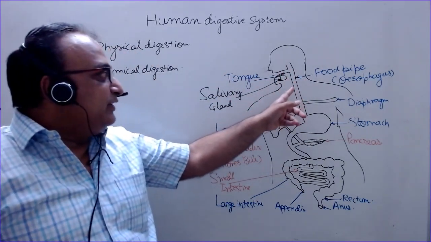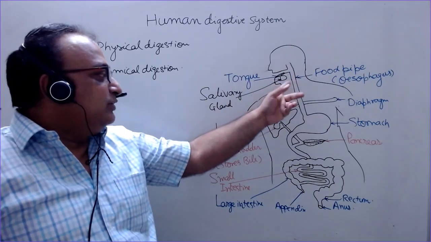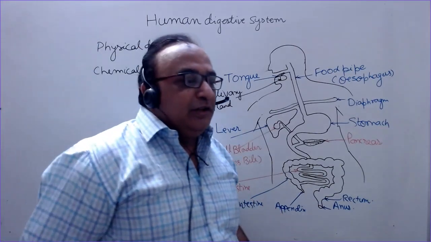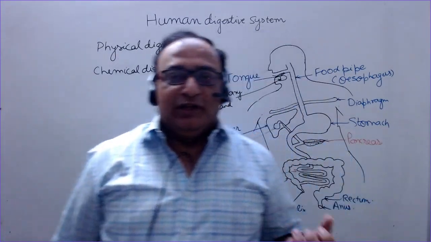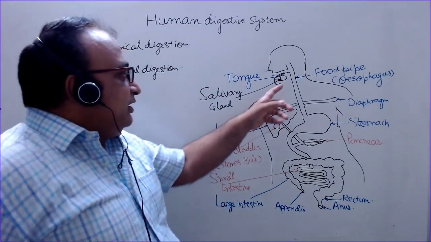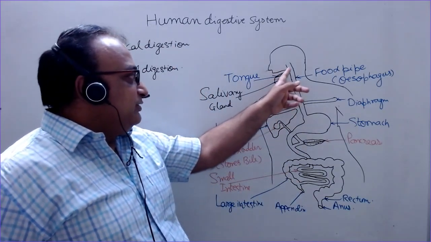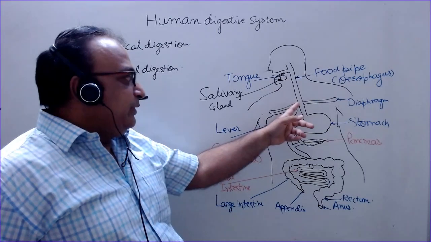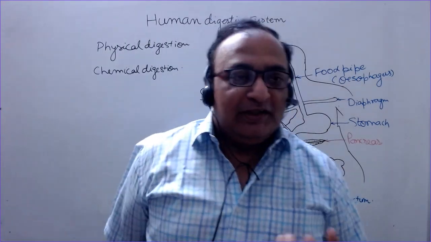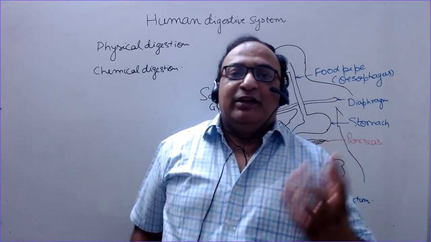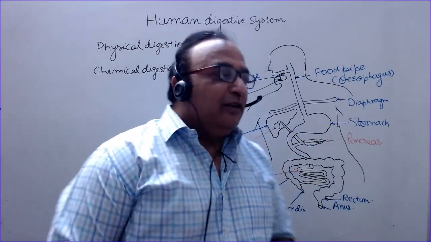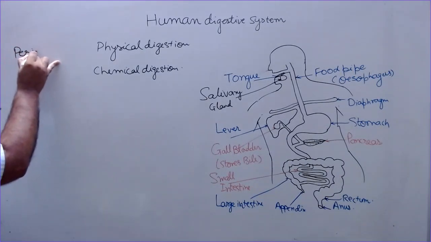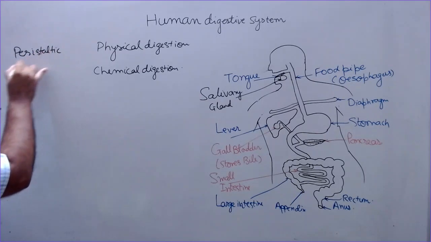This is the food pipe, known as the esophagus. This is the windpipe connected to the nose. The esophagus, the food pipe, is made of the tissue known as cartilage so that it does not collapse. The food after intake enters through the mouth cavity and moves into the food pipe, which has muscles on its side, so they can alternately contract and expand. These types of movements are known as peristaltic movements.